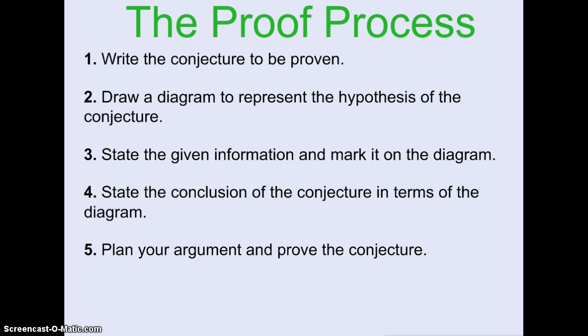Now in the given, you're going to be given some information. Go ahead and state that information in your proof and mark it on the diagram. Then you are going to state the conclusion of the conjecture in terms of the diagram. Plan your argument out very thoughtfully and then prove it.